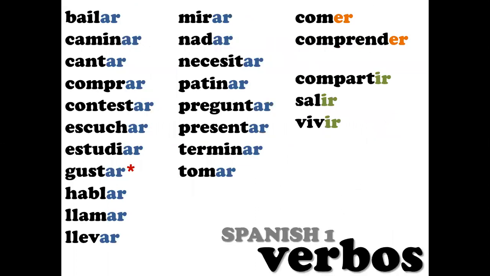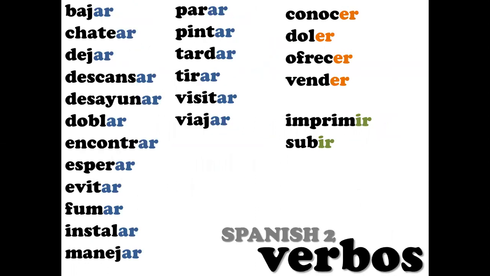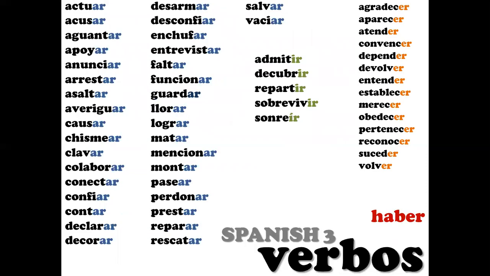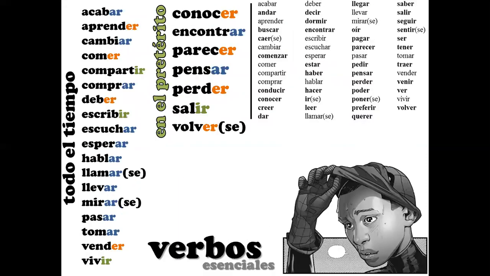The first thing we're going to do, as we did in the other verb videos, is show you what verbs apply to the lesson today. So what verbs are regular in the preterite in Spanish 1, Spanish 2, Spanish 3, as it was taught last year, and the verbos esenciales that we practice in Spanish 4.